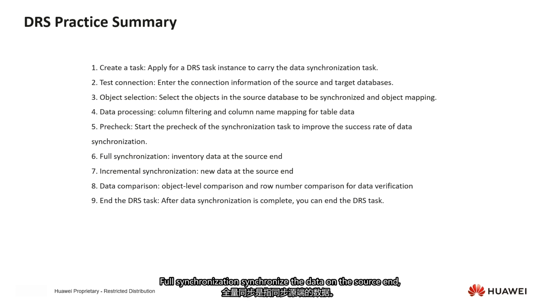Tasks start with the full synchronization and incremental synchronization. Full synchronization synchronizes the data on the source end, and incremental synchronization synchronizes the new data on the source end in real time. When the task enters the incremental synchronization state and the page latency is low, you can compare the data on the page. Data comparison includes object level comparison and row number comparison, which is used for data verification.